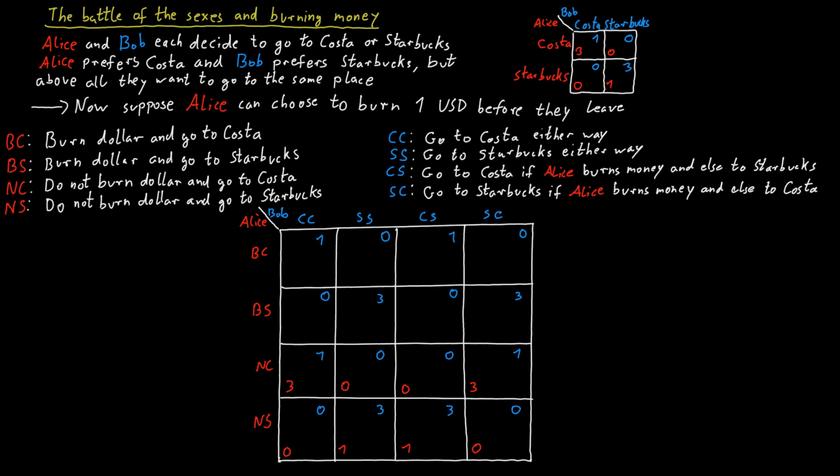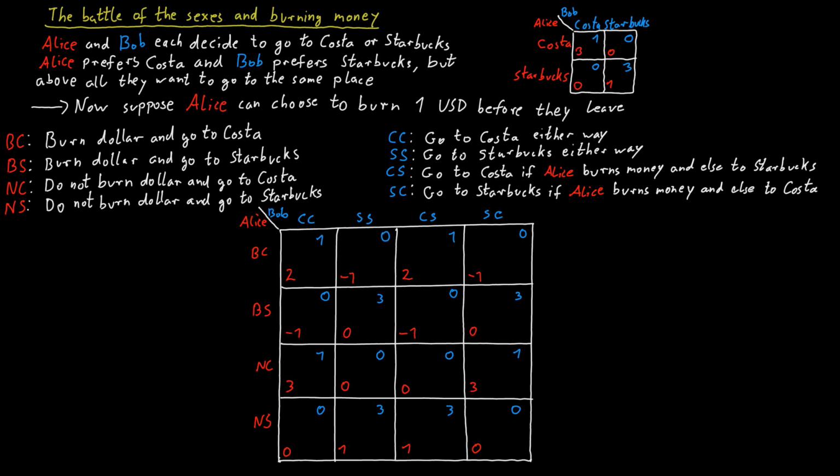However, if she does burn the money, she loses the money, right? She loses this $1. So her payoff is reduced by 1 unit. A payoff of 3 when they meet at Costa turns into a payoff of 2. A payoff of 1 becomes 0, and a payoff of 0 becomes -1. This is our strange new game.